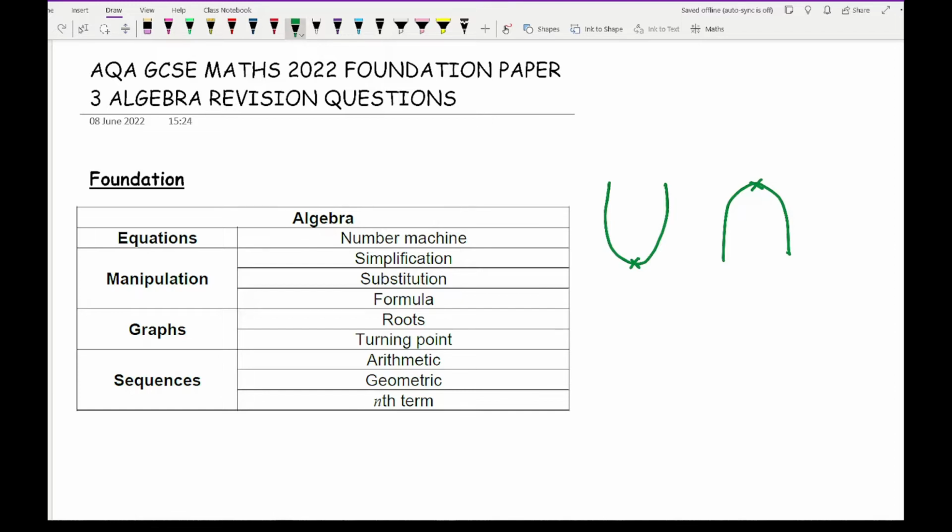And now, like I said, the collection of questions that I've chosen to help with revision of these particular topics should put you in good stead going into that exam.